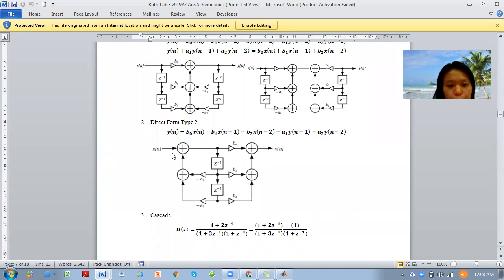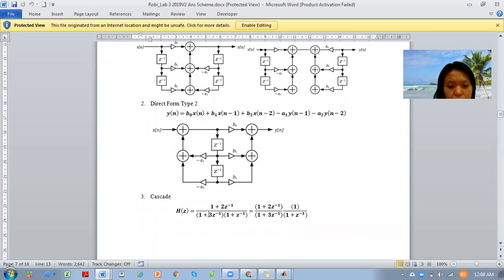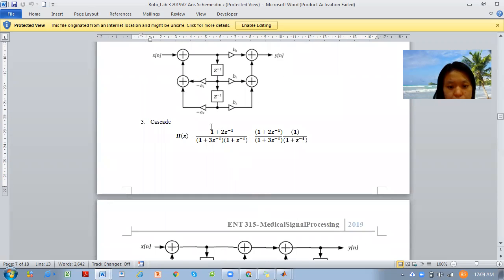And it is the same for direct form 2. Here we just switch the left-hand side to the right-hand side, and we will get direct form 2. And we also have the cascade form. This is the cascade form, where we have two denominators and two numerators.